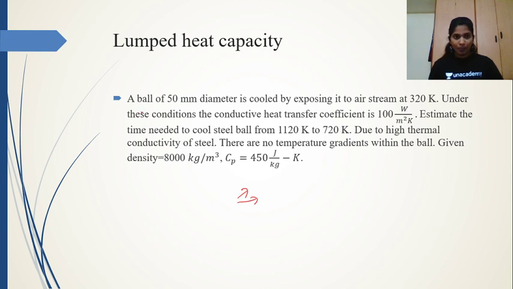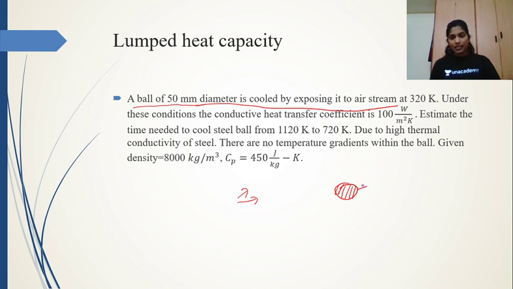Here we have a steel ball of 50 diameter, which is cooled by exposing it to an air stream at 320 Kelvin. Under these conditions, the convective heat transfer coefficient is 100 watts per meter square Kelvin. Estimate the time needed to cool the steel ball from 1120 Kelvin to 720 Kelvin. Due to the high thermal conductivity of the steel, there are no temperature gradients within the ball. Means as the conductivity of the steel is very high, wherever you observe the temperature, it is the same. There is a uniform distribution inside the ball, right?